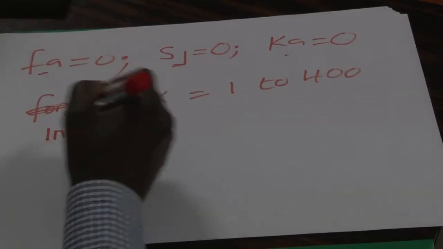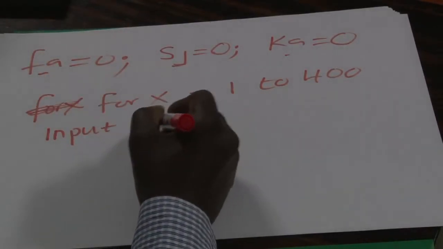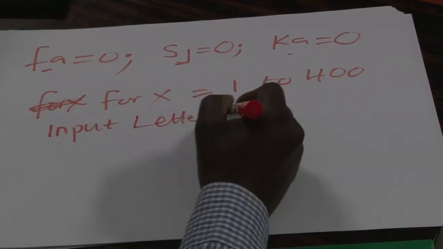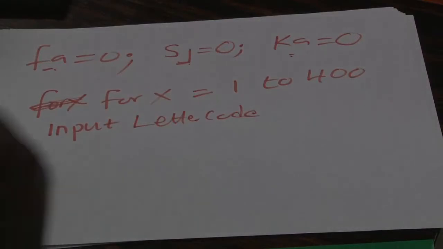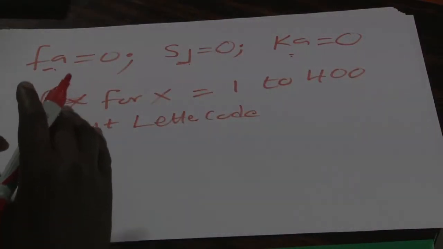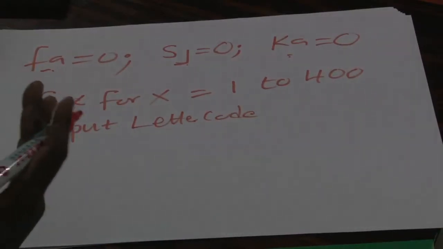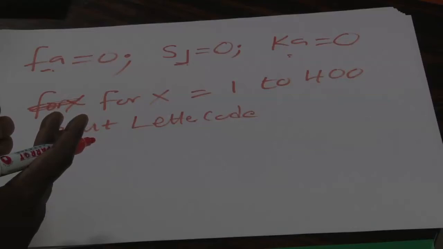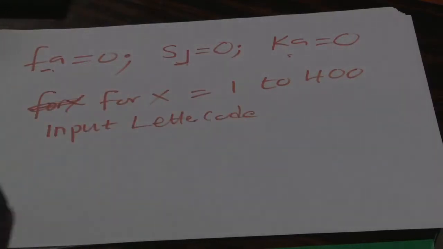Now the program should ask me for the flights. So I can say input letter code. Remember, these are the codes. The computer asks me input letter code. Then I enter into the computer maybe FA. Now there should be a condition for the computer to know how many of them is FA, how many of them is SJ, how many of them is KA.